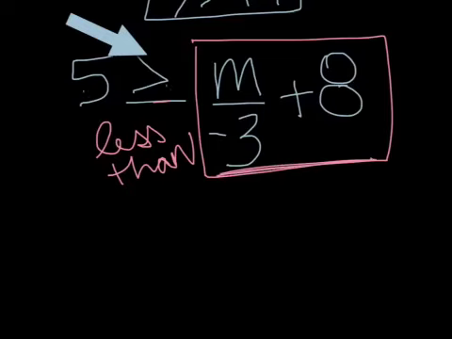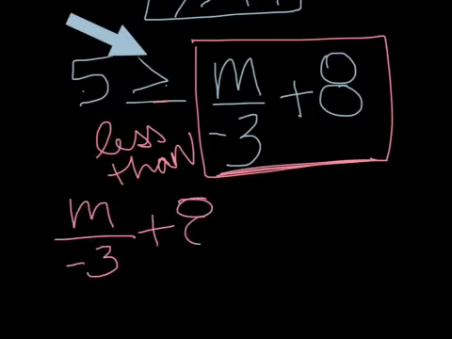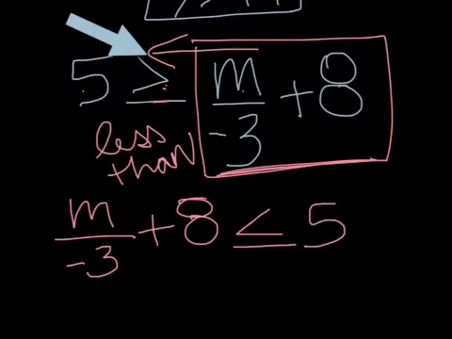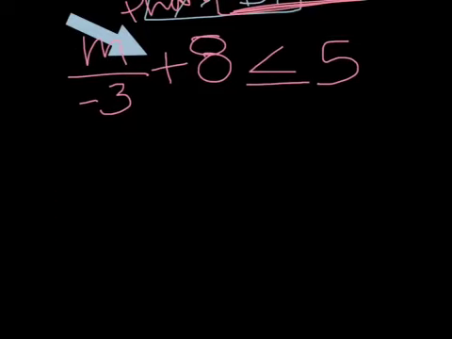So if I know that, I can just flip it and keep the same order. So m divided by negative 3 plus 8. And now my m, if I'm reading from my m, I want to always read from my variable. That's going to be a less than sign if I'm reading from my variable, less than or equal to 5. Okay, so now we're going to worry about solving this problem.